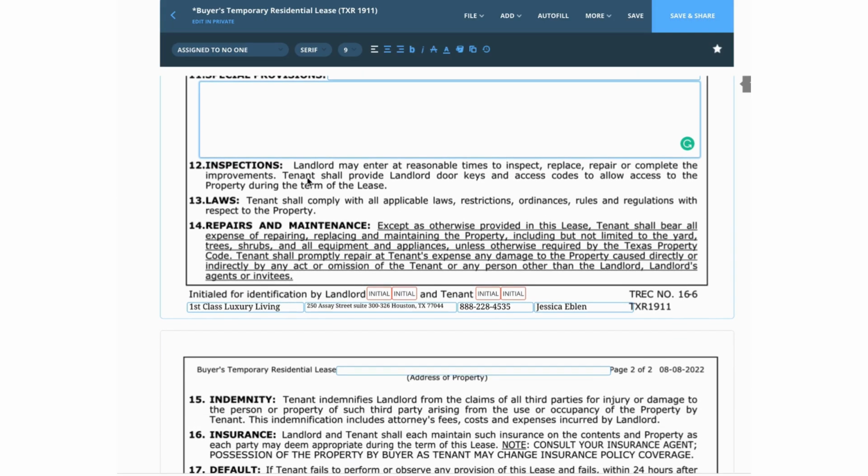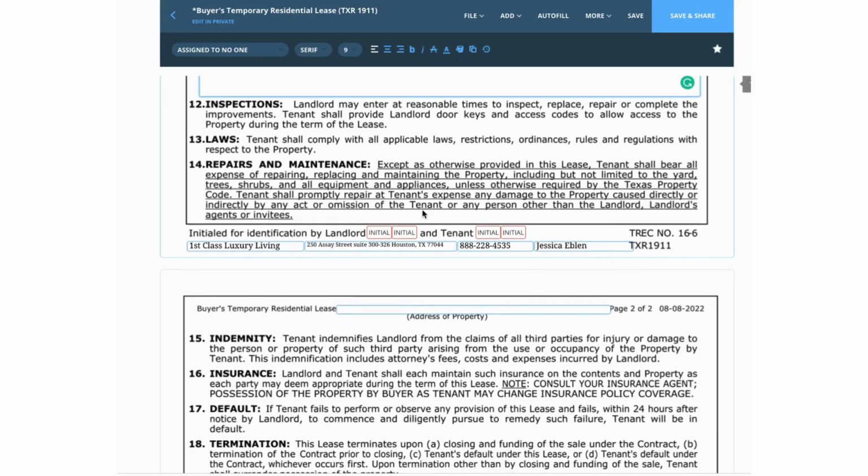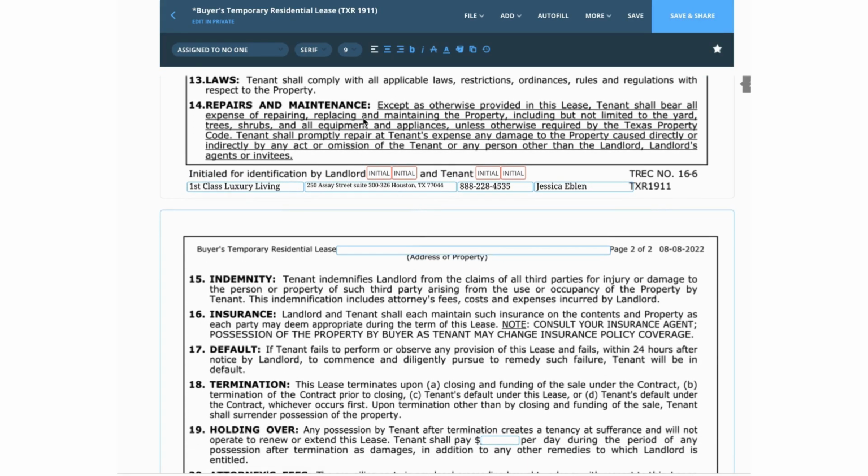Special provisions. Inspection: landlord may enter at a reasonable time to inspect, replace, repair, or complete the improvements. Tenants shall provide landlord door keys and access codes to allow access to the property during the term of the lease. Law: tenants shall comply with any applicable laws, restrictions, ordinances, rules, and regulations with respect to the property.